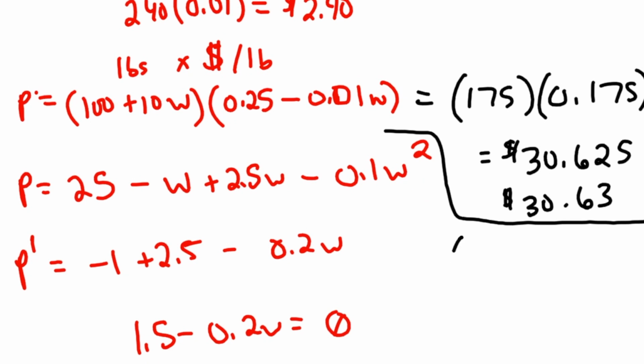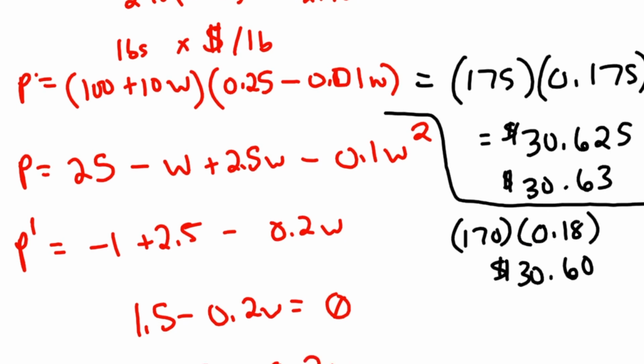So if we look at 7 weeks, that's going to be 170 times, and then that really, it should just get rid of this 5 here. Let me just double check. 0.25 minus 0.01 times 7 weeks would be, well, 0.18. Sorry, it's going the other way. 0.18. Multiply that by 170, and that would just be $30.60.